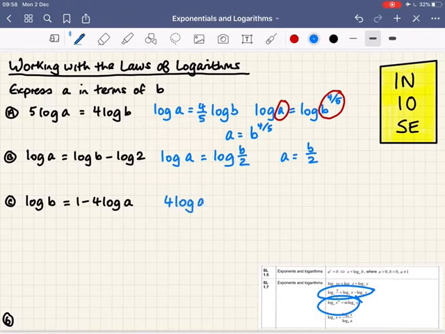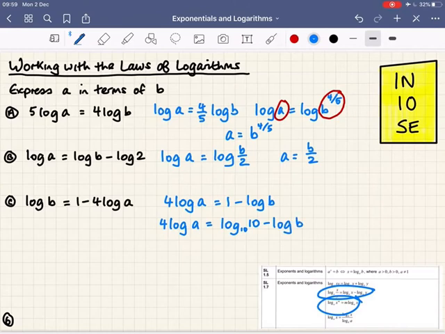4 log a, taking it over to the left hand side, equals 1 minus log b. And I now want to get rid of 1 and write it in log form. Remember, this is to base 10. We haven't got it written down there, but by default the word log without a base is in base 10. So 4 log a must equal, well, log to base 10 of 10 is equal to 1, because 10 to the power of 1 is 10. And then I've got log b.